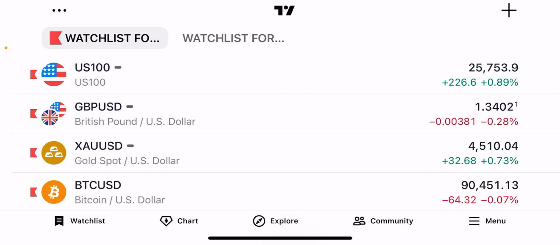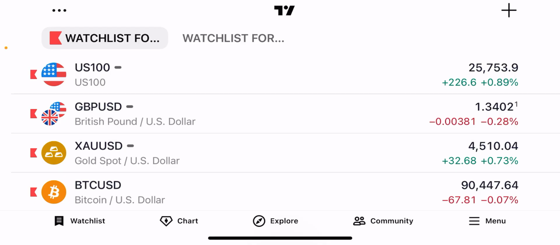I'm going to focus on this year, 2026. On my watch list here I have US 100, GBP USD, XAU USD, and BTC USD. So this cuts across the four major markets we have, from the indices to the currency to gold, which is a commodity, and then crypto.